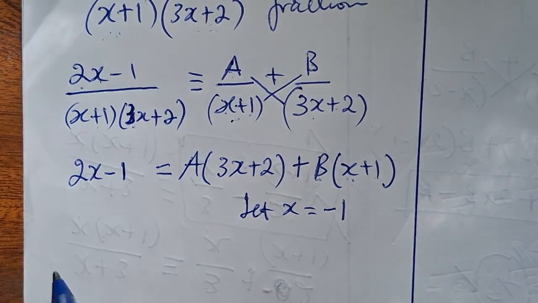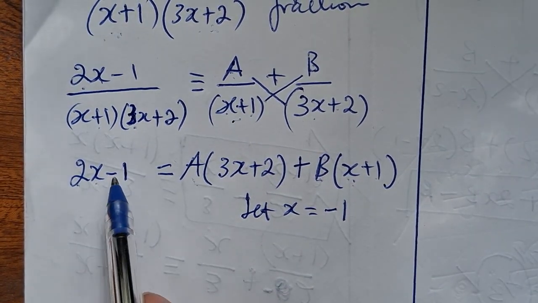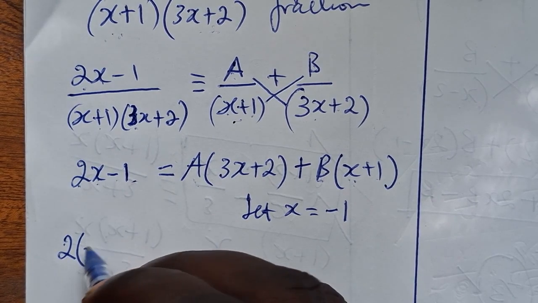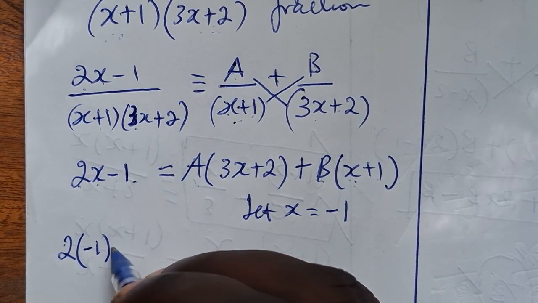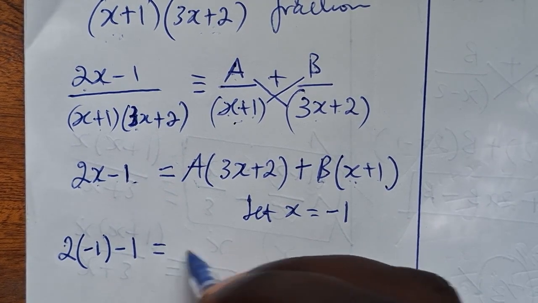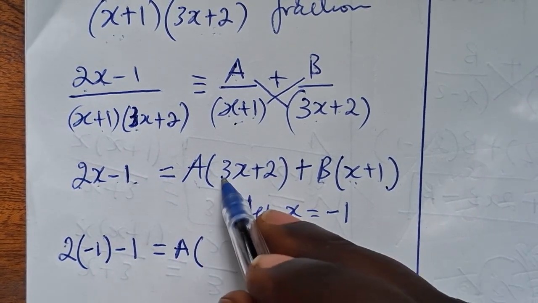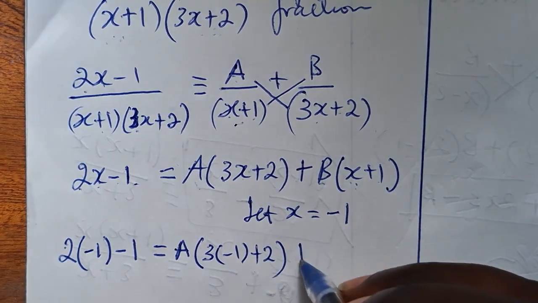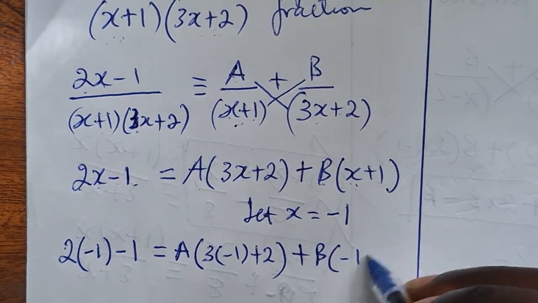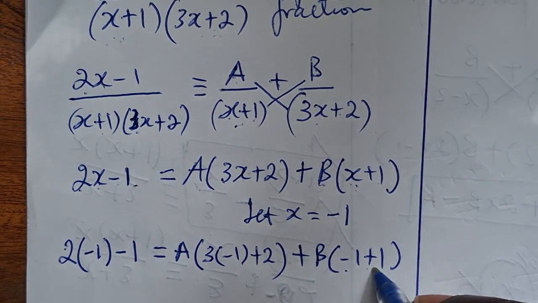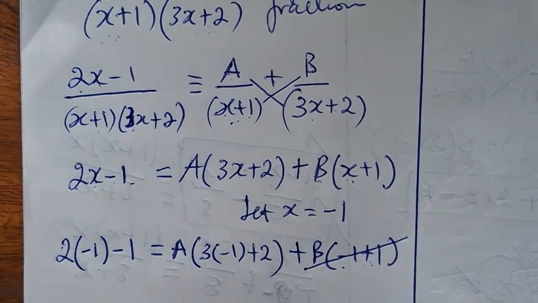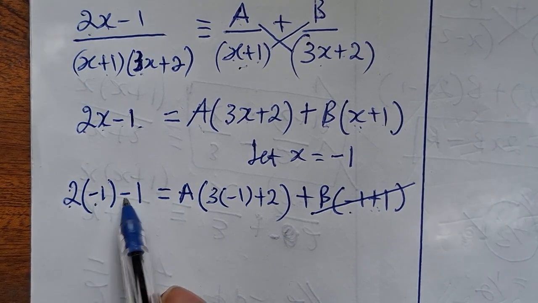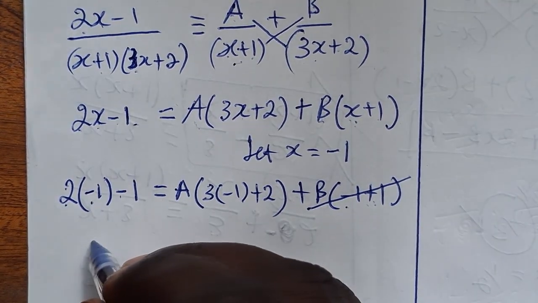So if x is equal to minus 1, then we have 2 into minus 1, minus 1, because x is minus 1. Then this will equal A into 3 into minus 1 plus 2, plus B into minus 1 plus 1. Minus 1 plus 1 is 0, so 0 times B, all of this will cancel, and we'll be left only with this. So 2 times minus 1 is minus 2. Minus 2 minus 1 will be minus 3. So we have minus 3 here.